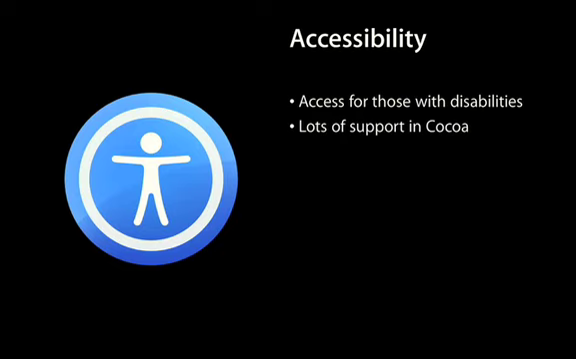Next up is accessibility. Accessibility is about making sure that your application is usable by people with various disabilities. Now, over a number of years, a lot of research has gone on in the computer industry to help make sure that people with various disabilities can effectively use computers. And Cocoa has a lot of support for this built right in.